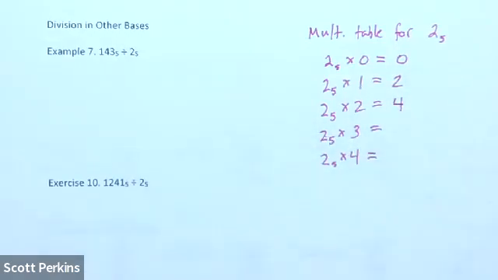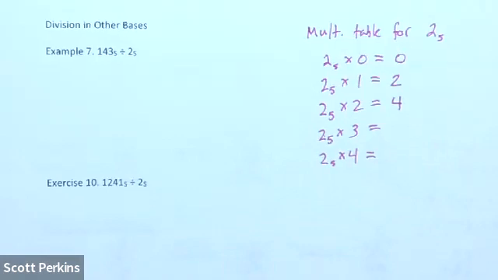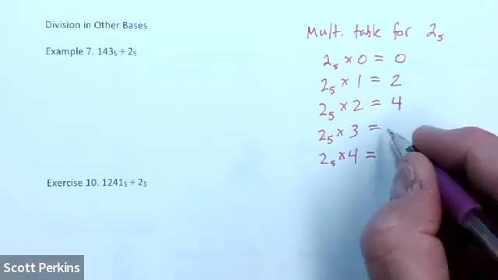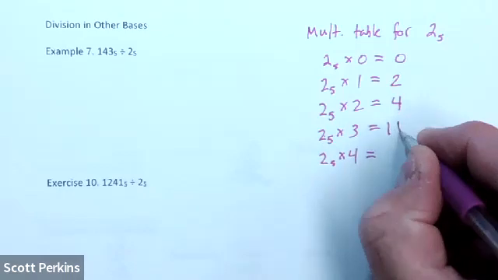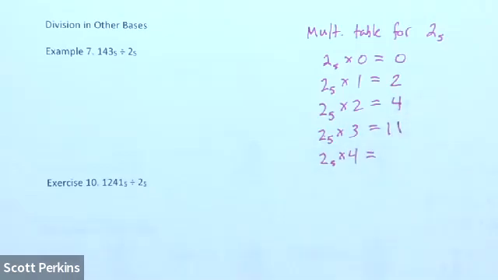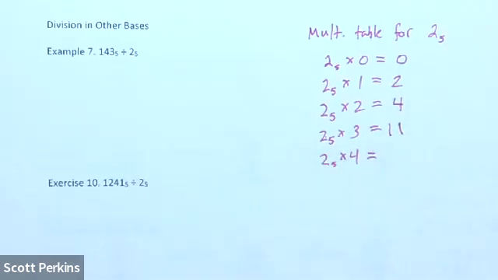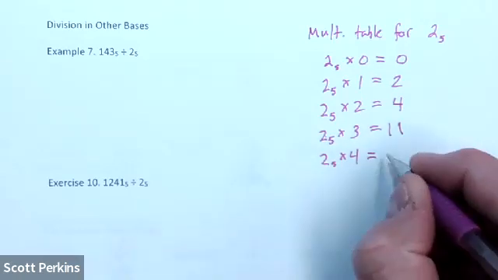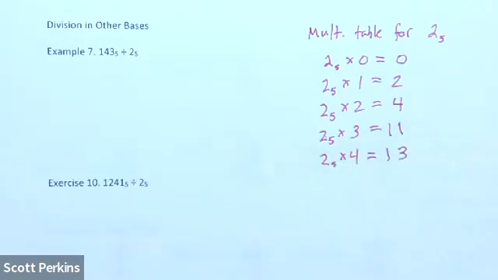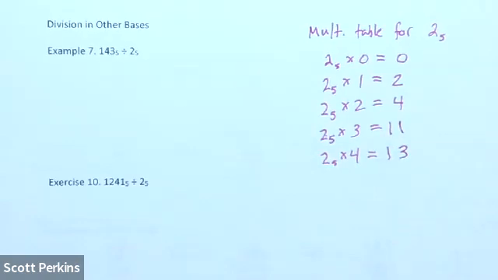2 times 3, that is 6, but I've got to represent that in base 5, so that is 1 full group of 5 and 1 left over. And finally, 2 times 4 is 8. 8 is 1 full group of 5 and 3 left over. Okay, those are all the possible things that can happen when I am multiplying by 2 in base 5.